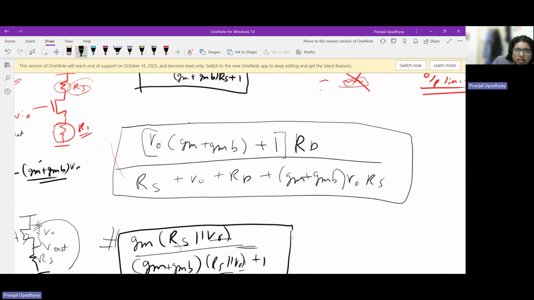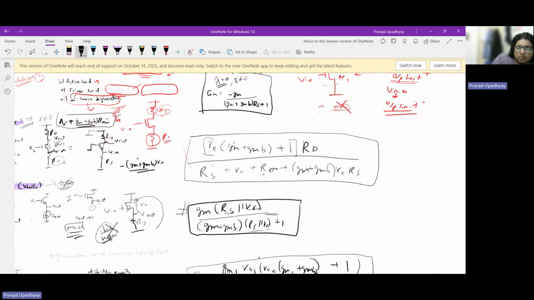You can easily verify that our intuitive expression holds if you just approximate R naught as infinity. So you can just divide by R naught here. R naught can just come here, so this term will go to zero. R naught will divide here and here, so these two terms will go to zero. And then you can comfortably arrive at the expression we have already arrived at, right?